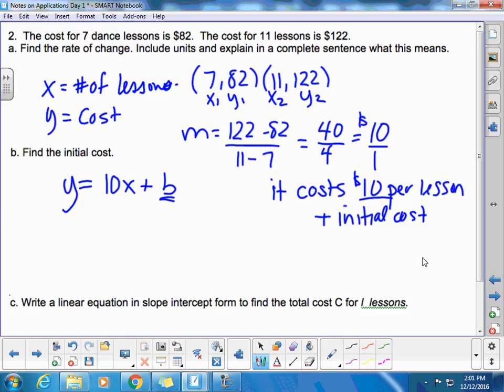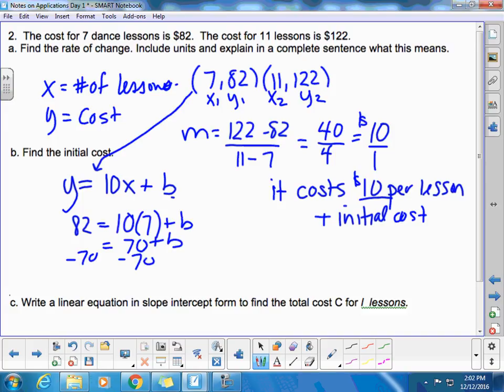Again, I can do that by plugging in an x and a y. I can do it right here if I plug in these numbers for x and y. I put in for y 82 equals 10x plus b, 10 times x, which is 7, plus b. Then I would have 82 equals 70 plus b. And you would get the initial cost is $12.